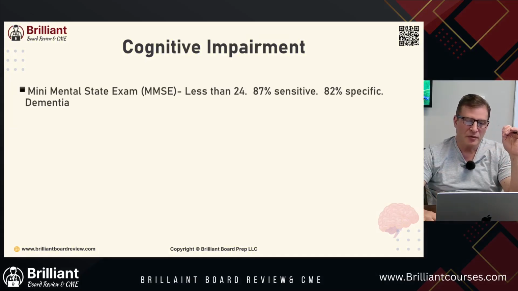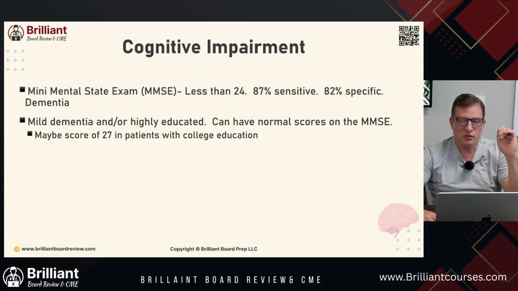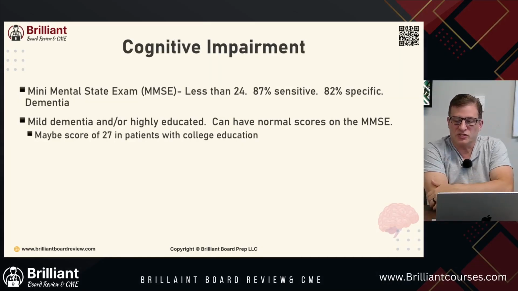Cognitive impairment: a mini mental status exam score less than 24 is 87% sensitive and 82% specific for dementia. Mild dementia or highly educated patients can have normal scores on the mini mental state exam, maybe scores of 27 in patients with college education. Let's go back to that real quick. There is the other tool, the Montreal Cognitive Assessment. This one is not copyrighted and can be used. This is the MoCA score.